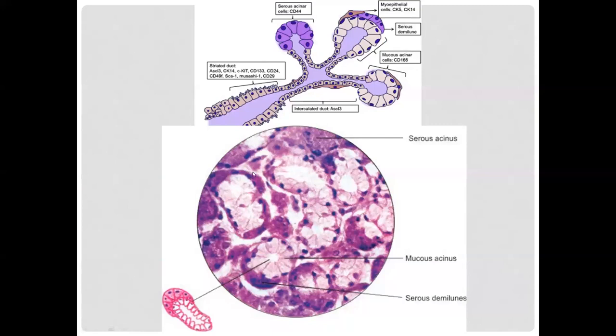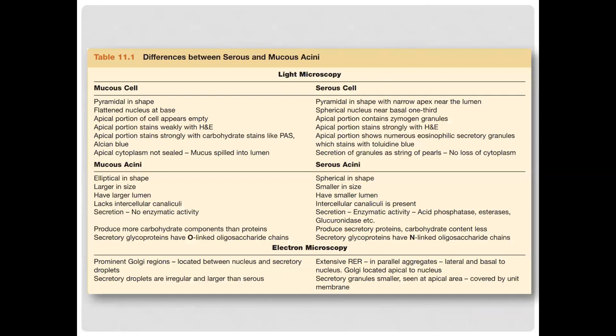And this is the mixed acini. You can see this is a mucus acinus in which the serous cells, seen as serous demilunes, can be seen as a crescent shape. So these are the basic differences between the serous and the mucus acini in each view. In the light microscope, you can see the general differences between the mucus and the serous.